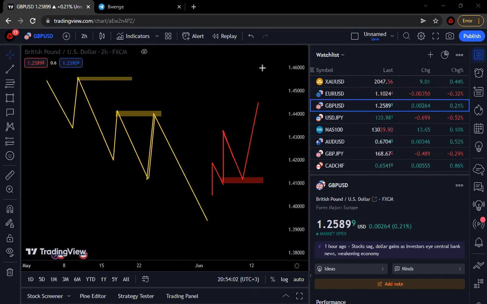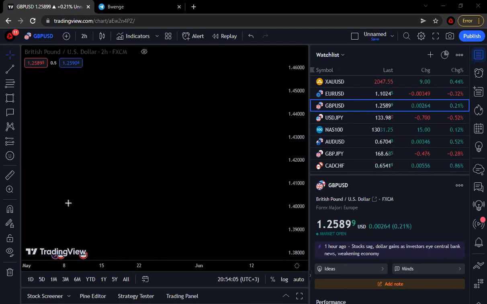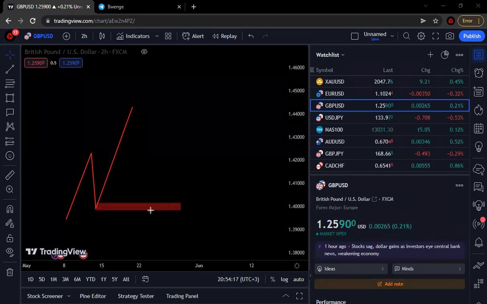Okay, so what is breaker now? So breaker is something that is like invalidation. Okay, let's take an example. You had this kind of structure, and you knew that this is your order block, this is your demand, so you expected price could come back here and keep going up. Why? Because this was a very strong demand.